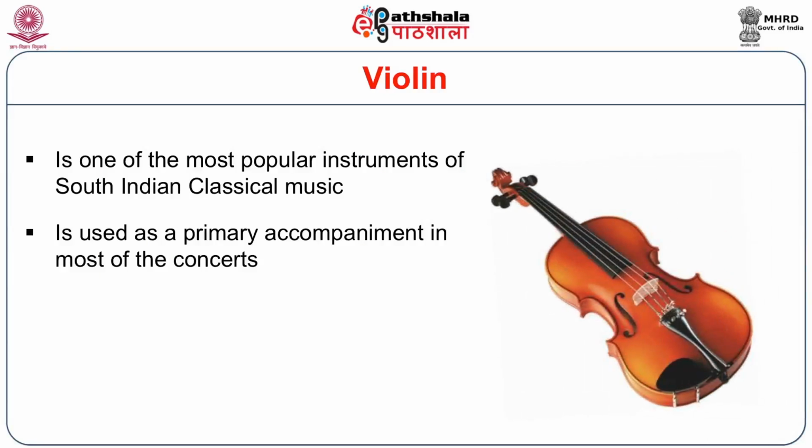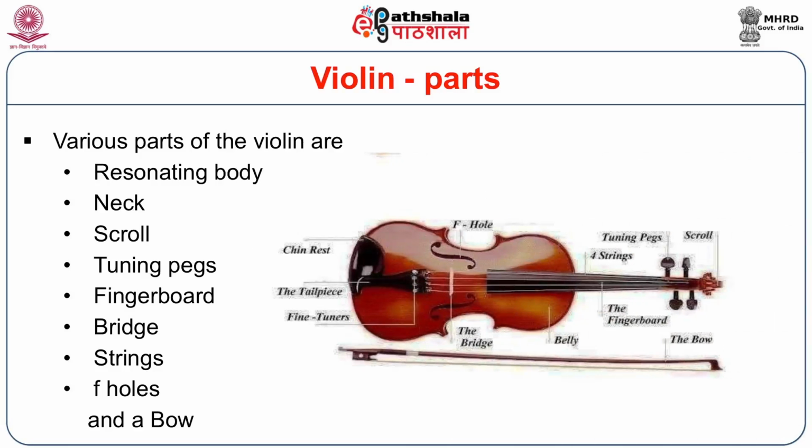The next instrument, and the most important instrument in present day Carnatic classical music, is the violin. It is a popular musical instrument and a prominent primary accompaniment in concerts. The violin has various parts like the resonating body, the neck, the scroll, the tuning pegs, the fingerboard, a bridge, strings, and the F-holes. The violin is played along with a bow.